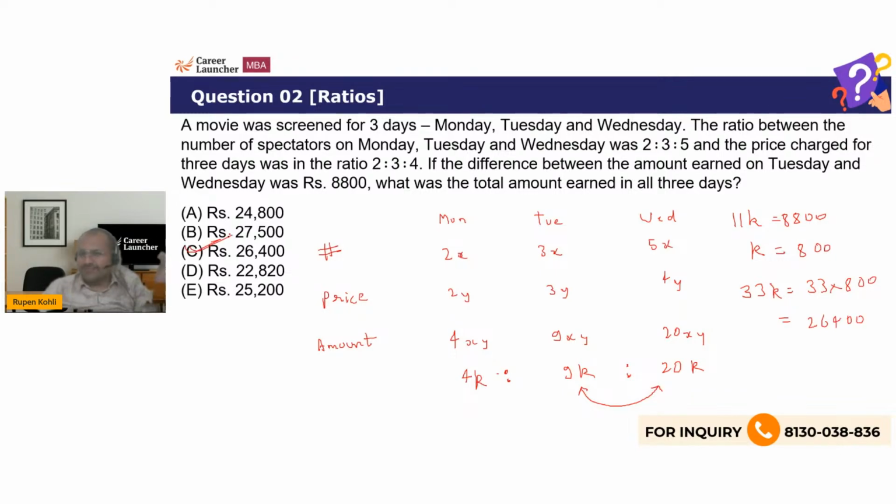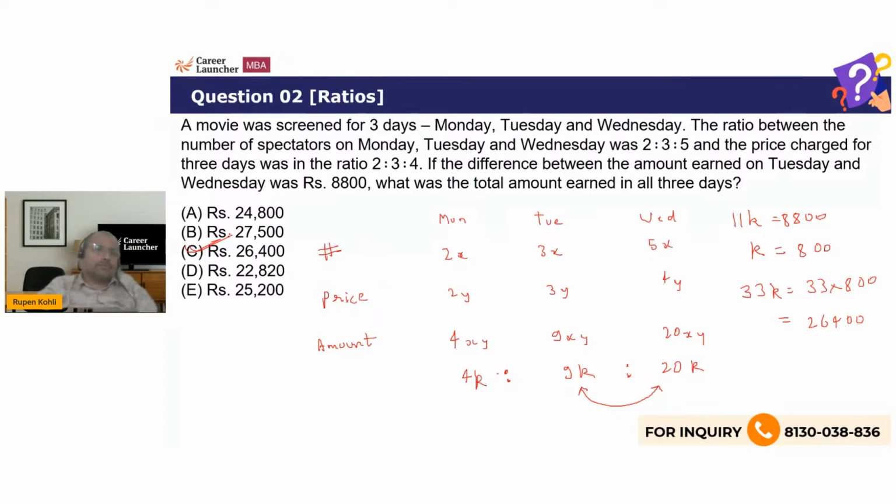26,400, right? So the moral of the story is how quickly you process the information depends on how concisely you write the data, right? So that's what I'm saying. Quickly just do ratios, take the product and get the final ratio of the amount.